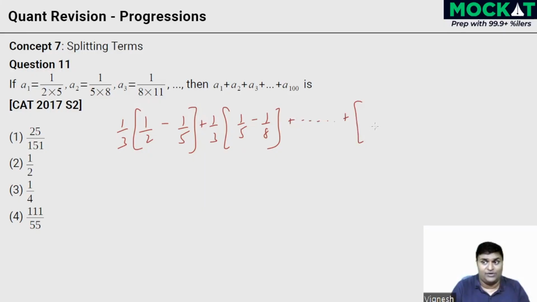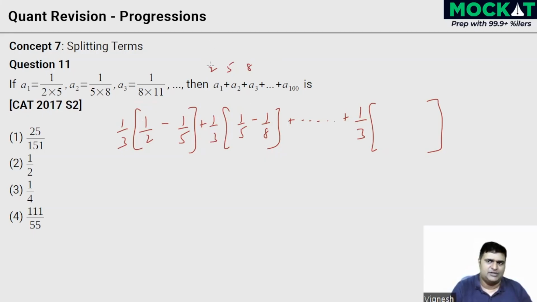But what they haven't told us over here is what the A100 is going to be. A100 over here is 1 by 3 into what minus what? A1 started with a 2, A2 was starting with a 5, A3 was starting with an 8, and that's the pattern. What's A100 going to be?